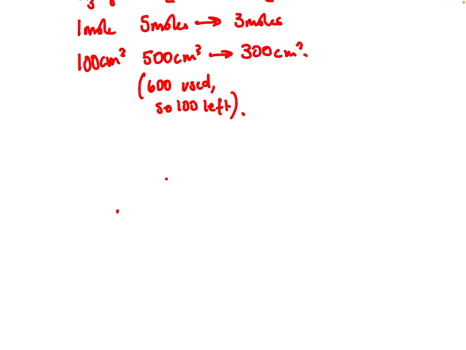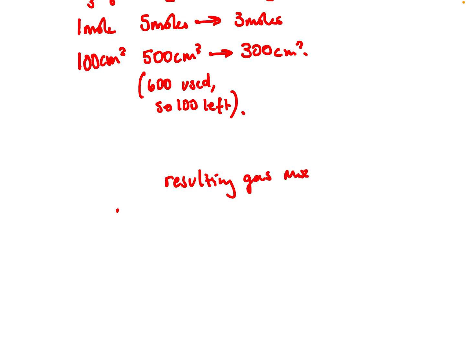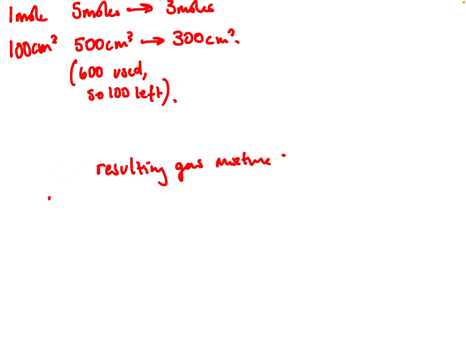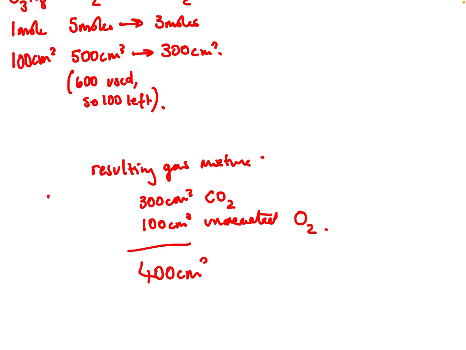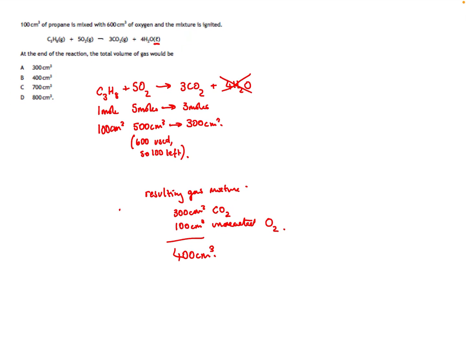That means your resulting gas mixture must be 300 centimetres cubed of carbon dioxide and 100 centimetres cubed of unreacted O2. That means in total you've got 400 centimetres cubed in that reaction, which means it's B. I'll pause there just to let you check anything.